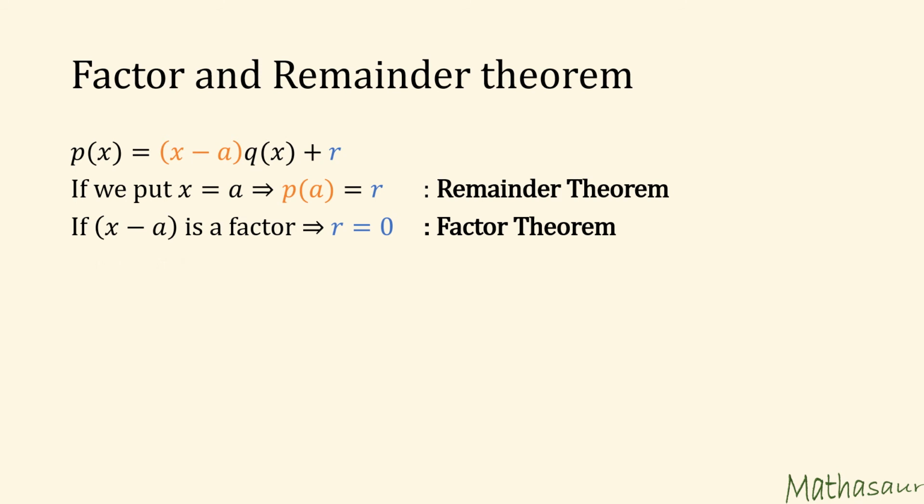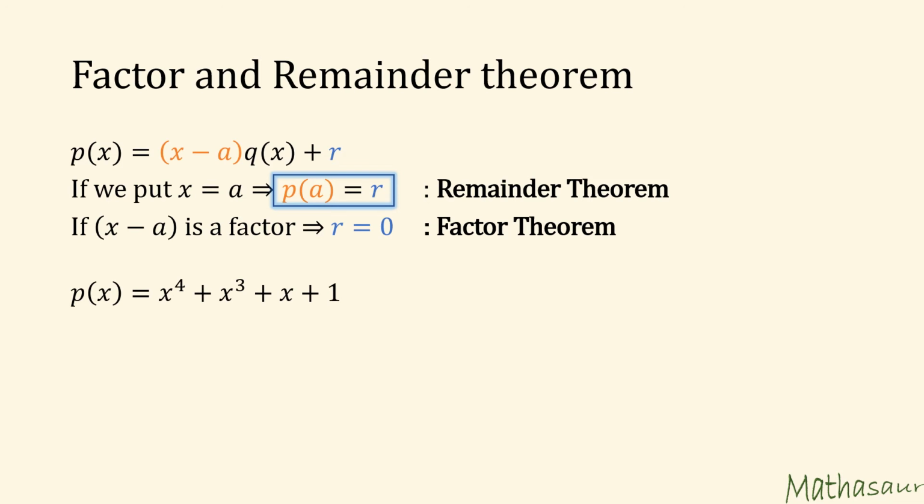So the two theorems are related. For a divisor x minus a, if we put x equals a, P of a gives us the remainder. And if this remainder was 0, then x minus a would be a factor of the polynomial P(x). So let us focus on P of a equals r and look at another polynomial.